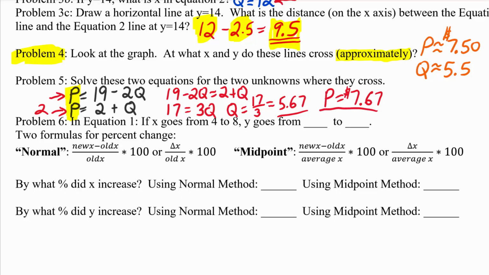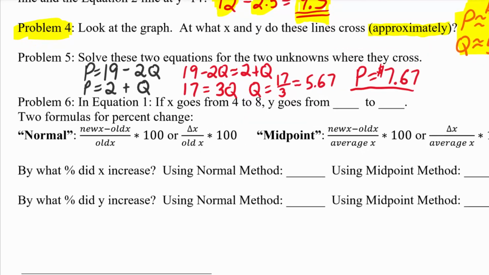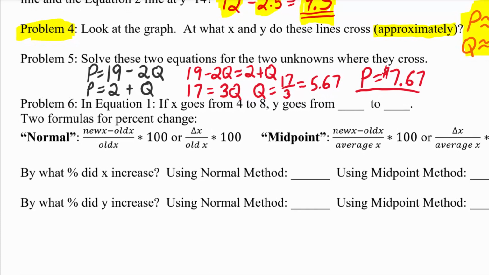So that's our solution. Now, it agrees with our initial guess, but our initial guess wasn't perfect, right? So it's good to be able to look at the graph and get an approximate answer, but you always need to be able to go back to the mathematics and get the precise answer. Okay, on to problem 6.